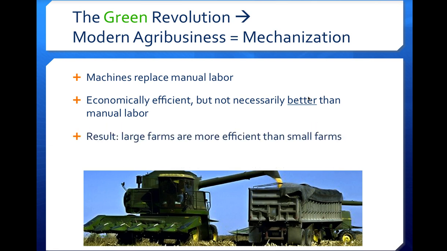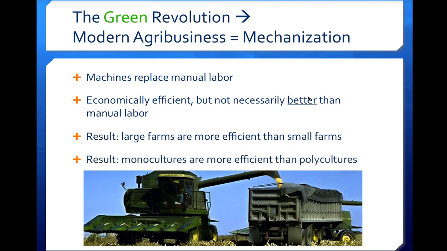So the results that we have from mechanization, there are two main things. First of all, mechanization means that large farms are going to be more efficient than small farms. It doesn't pay to spend $100,000 on a combine machine if you're only farming 10 acres of land. You're never going to make back your investment. But if you're farming 1,000 acres of land, that large combine is going to get a lot of work. And that's a picture of a combine there at the bottom, harvesting I think corn, but I'm not positive.